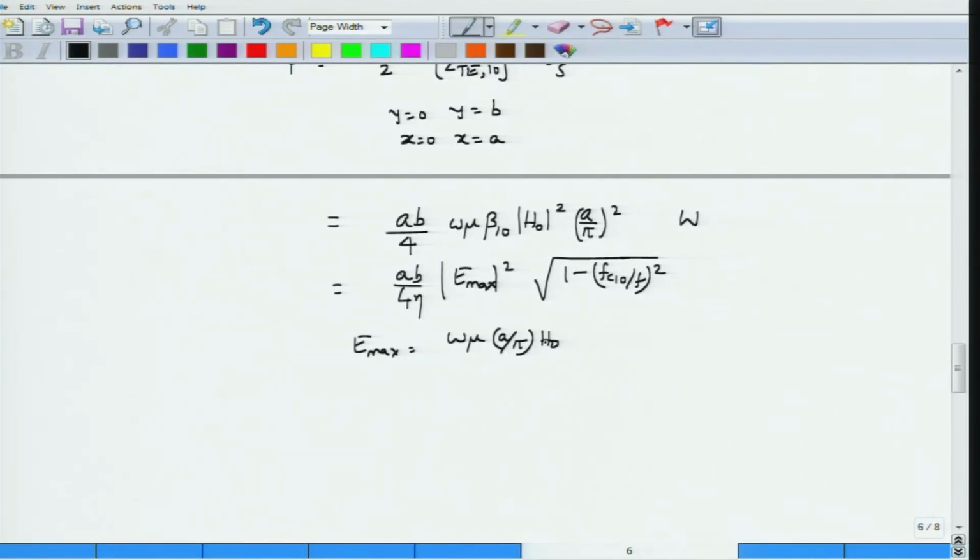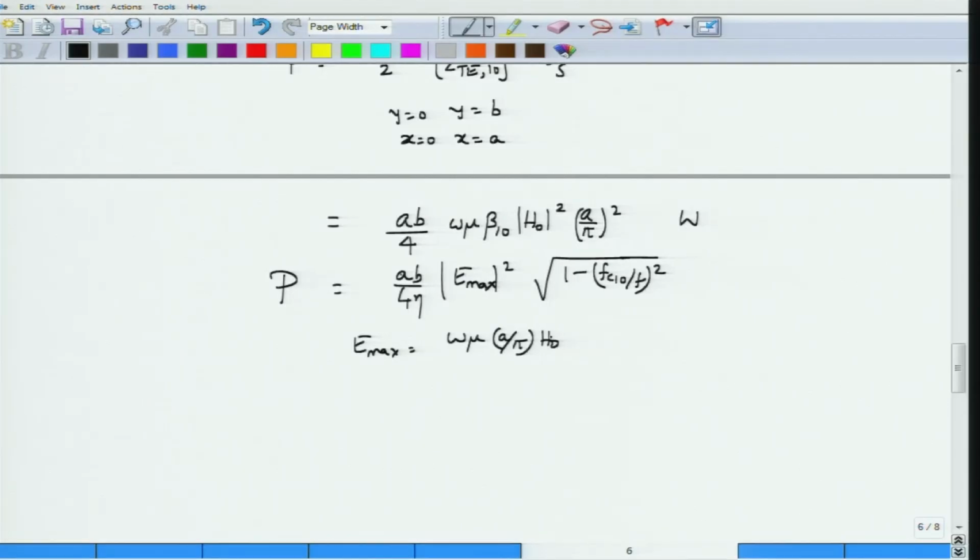This is simply to set a certain constant to simplify this one, but if you know how much power you are actually putting into the waveguide, then you can calculate what is E max. You know what would be the operating frequency for your waveguide mode. So you know f, you know a and b, the dimensions of the waveguide, you know the intrinsic impedance, assume that it is filled with air or some other material, you can find out what is E max, and from E max you can find out H0.